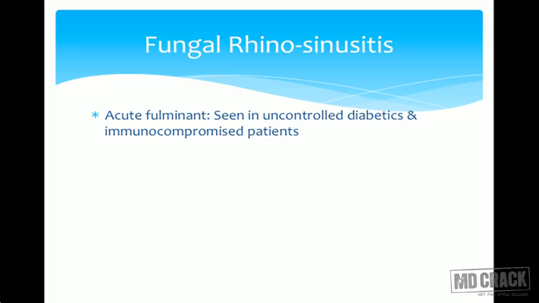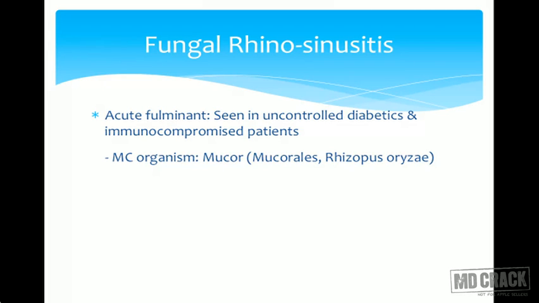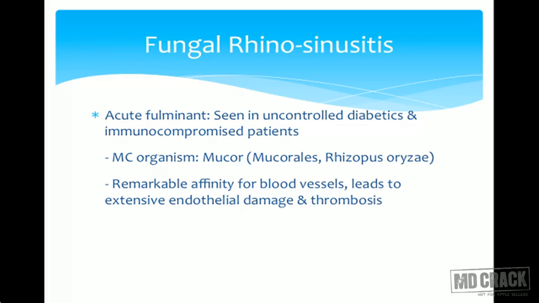Third type of fungal rhinosinusitis is acute fulminant. Now, an important point is that it is seen in uncontrolled diabetics and immunocompromised patients. The most common organism involved is mucor, so it is also known as mucormycosis. The mucor is from the family Mucorales, Rhizopus oryzae. This is an important point. This is asked as MCQ. Now, this fungus has a remarkable affinity to invade the blood vessels, and it leads to extensive endothelial damage and thrombosis.